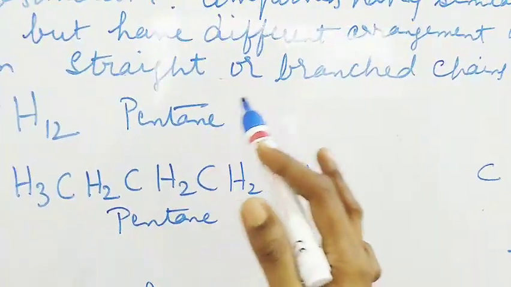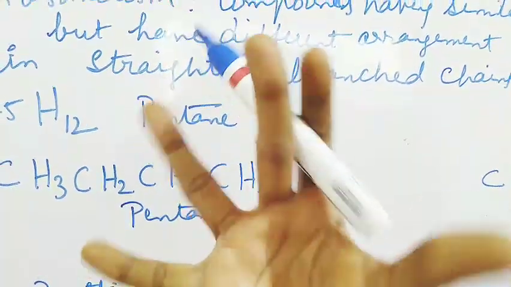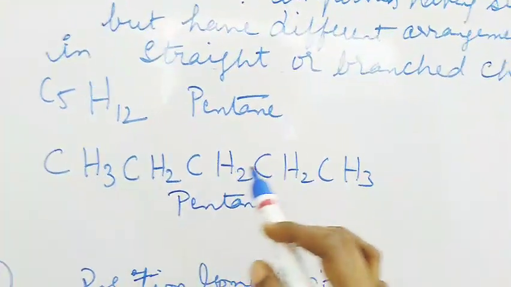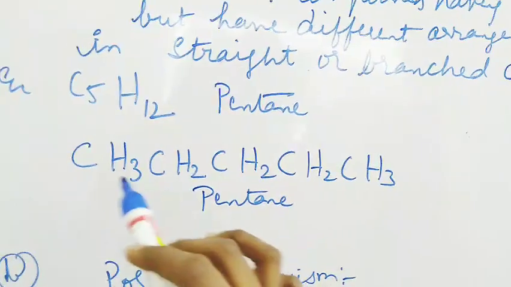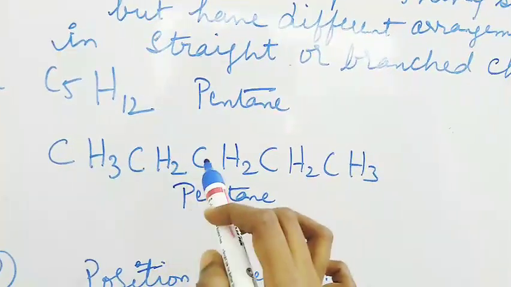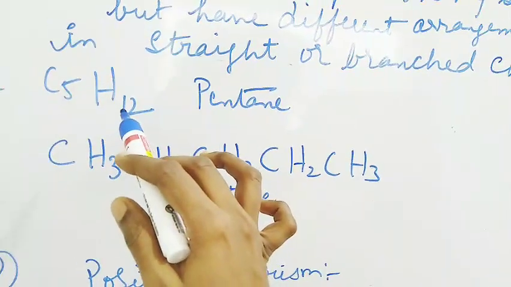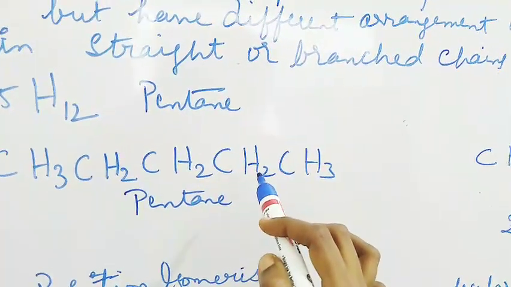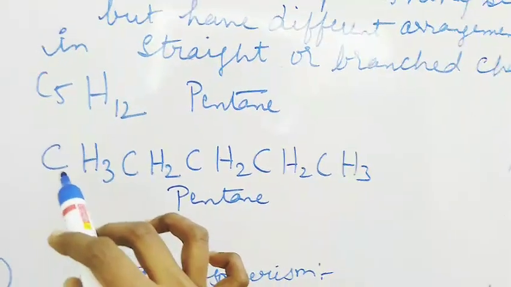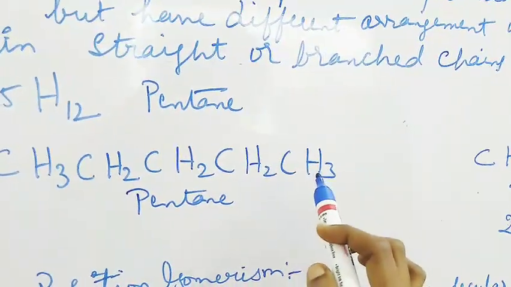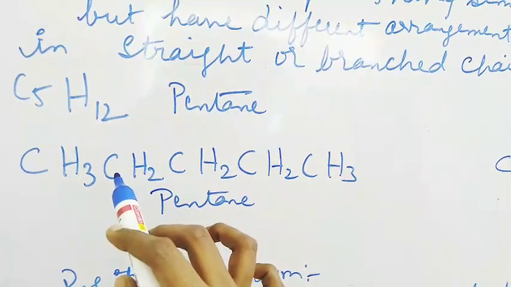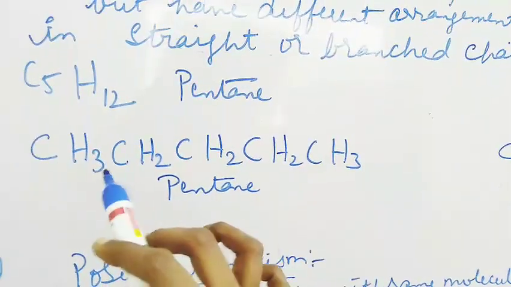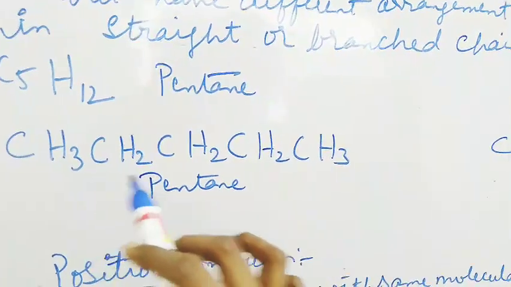For example, pentane. Pent means 5 carbon atoms. So C5H12. How are they arranged in a straight line structure? See how many carbons are there: 1, 2, 3, 4, 5. How many hydrogens are there? 12. 3 plus 2, 5. 5 plus 2, 7. 7 plus 2, 9. 9 plus 3, 12. So at the ends you have CH3, CH3, methyl groups. In the middle you are having CH2, CH2, CH2. So the carbon atoms are arranged like a straight chain structure.